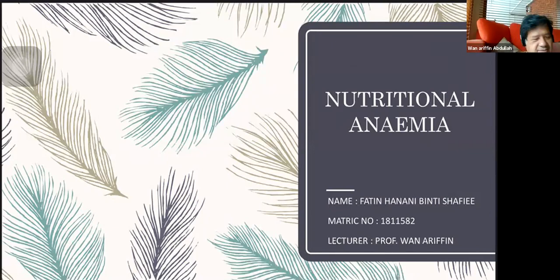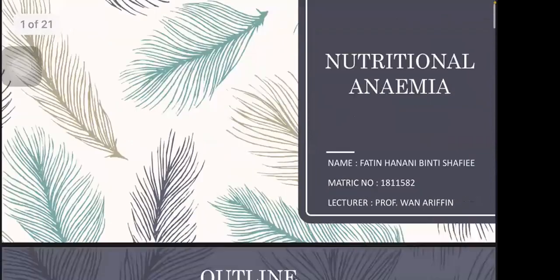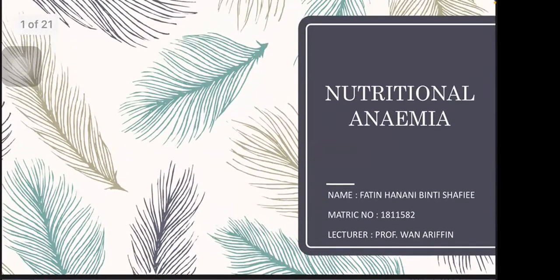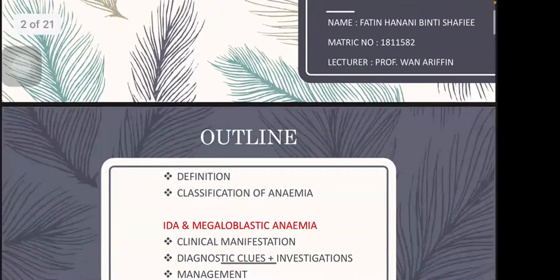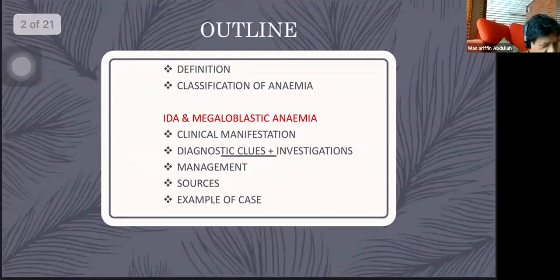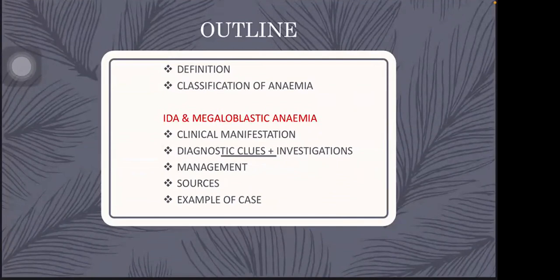Basically, so now you can carry on. Basically, in my presentation, I also will include briefly the general definition of anemia and also the classification of the anemia itself. Okay, good. And also, I will be proceeding with the nutritional anemia, which is I'll be presenting about the iron deficiency anemia and also megaloblastic anemia.